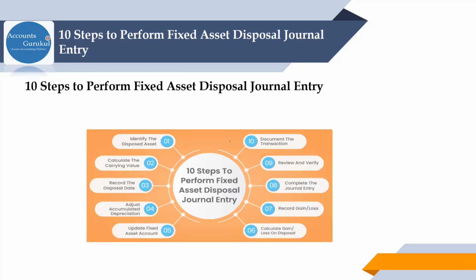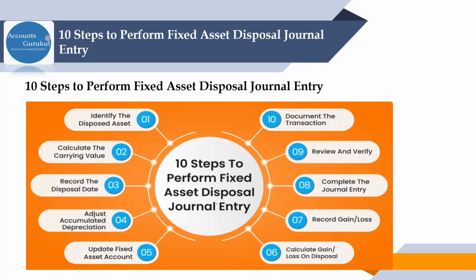So we have to focus first on the fundamental things, how that asset is going to be disposed. Now if you see here, 10 steps to perform fixed asset disposal journal entry. First, identify the disposed asset, which asset you are going to dispose. Next, calculate the carrying value, to know the WDV, the written down value of that asset. And once you know, then record the disposal date.